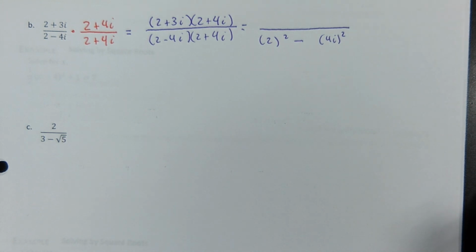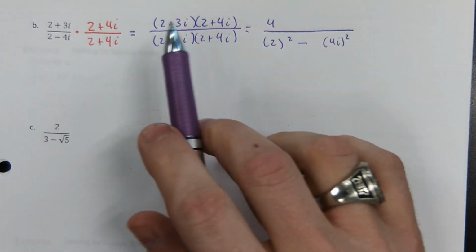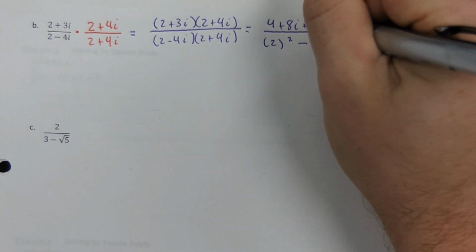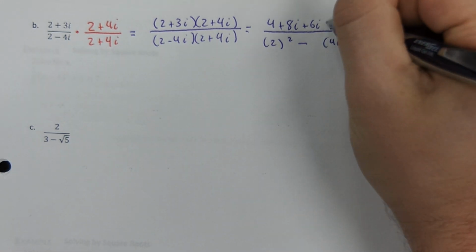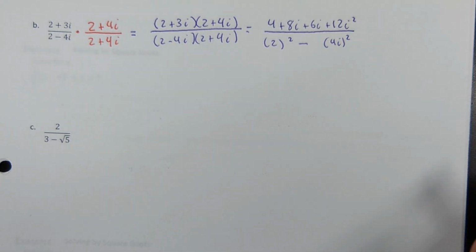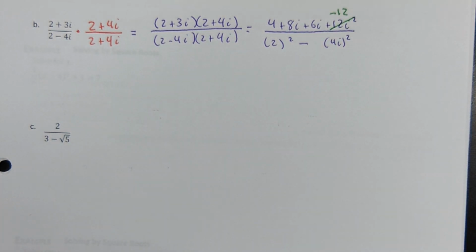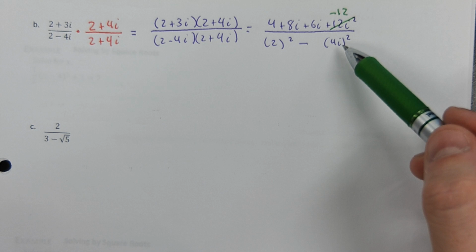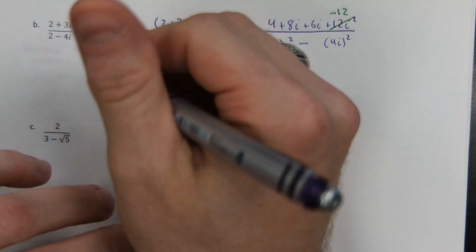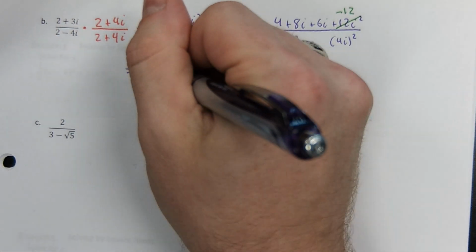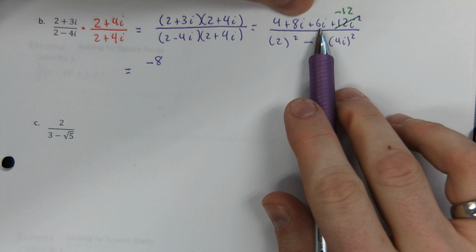Ooh, in the numerator though, we have 2 times 2, 4, 2 times 4i, 8i, 3i times 2, 6i, 3i times 4i, 12i squared. But 12i squared is negative 12. And, well, I'll clean up the denominator in just a second. Let's see, this numerator is going to give me 4 and negative 12. That's negative 8. And 8i plus 6i gets me 14i.